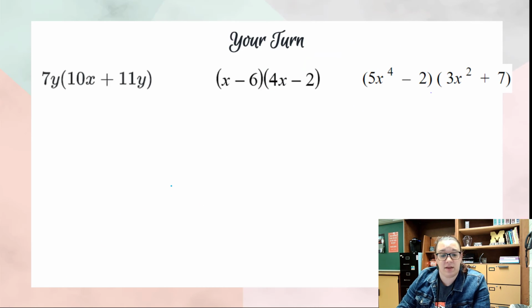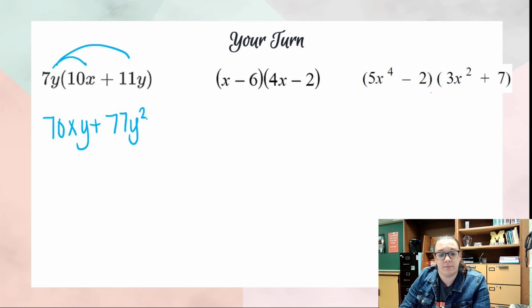To wrap us up, I'd like you to try these three, so take a minute, pause your screen, and do just that. When you come back, we'll check answers. All right, I hope you gave those a shot. For the first one, it's just distributing with a monomial times a binomial. You should have 70xy plus 77y squared.